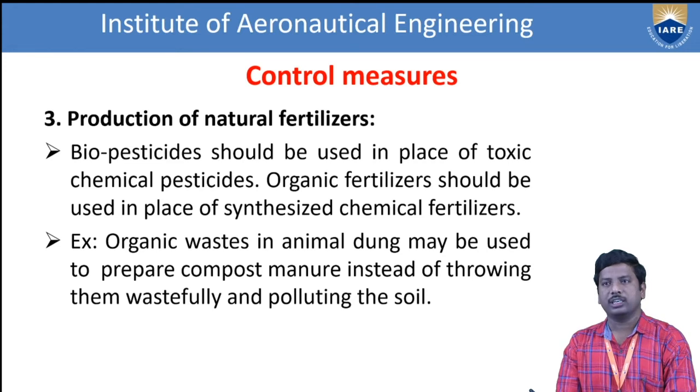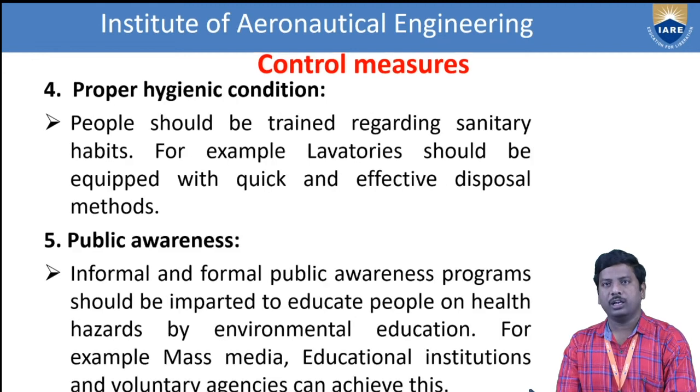Biopesticides should be used in place of toxic chemical pesticides. Organic fertilizers should be used in place of synthesized chemical fertilizers. For example, organic waste like animal dung may be used to prepare compost manure instead of throwing it away wastefully and polluting the soil. And the fourth one: proper hygienic conditions.